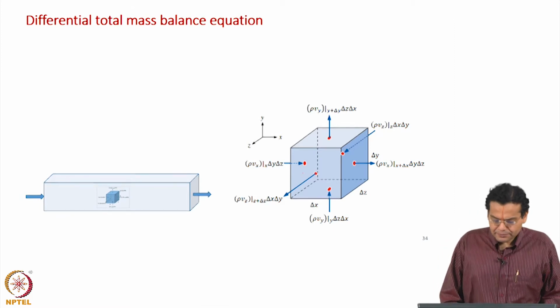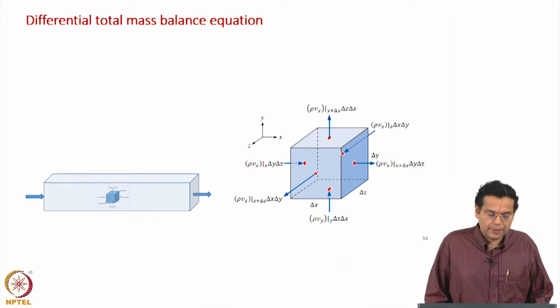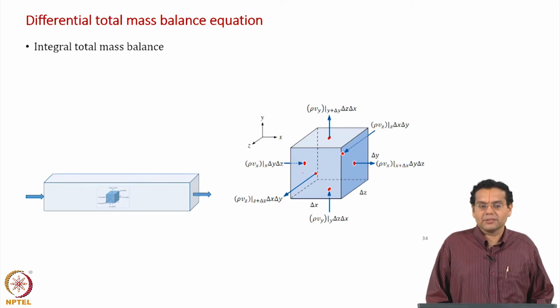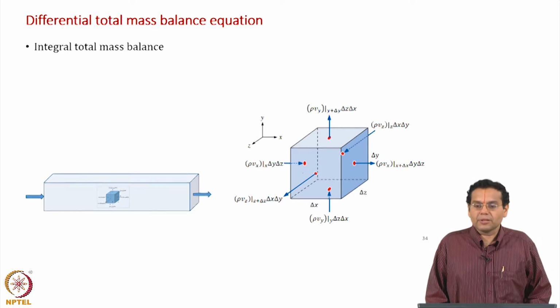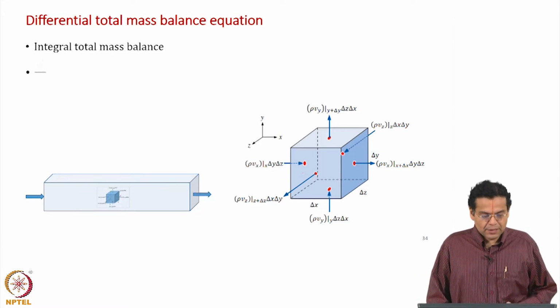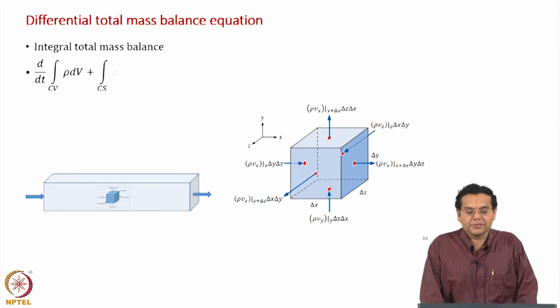Okay. What is the starting point for this differential total mass balance equation? We start with the integral total mass balance equation. This was obtained from the law of physics, which means that indirectly we are obtaining the differential balance also from the law of physics only, that we keep in mind always. Okay, let us write the integral total mass balance equation which we derived.